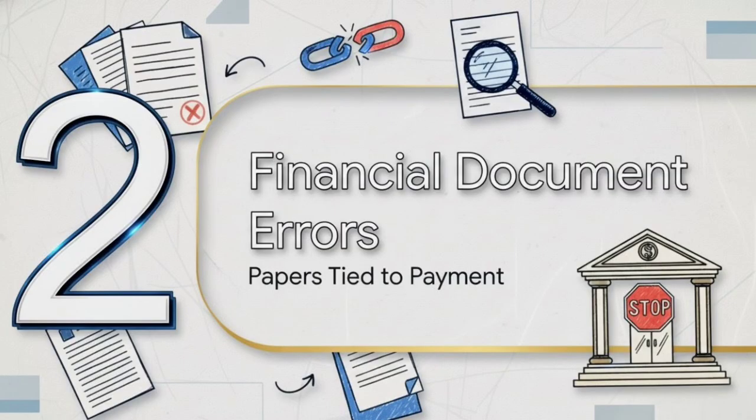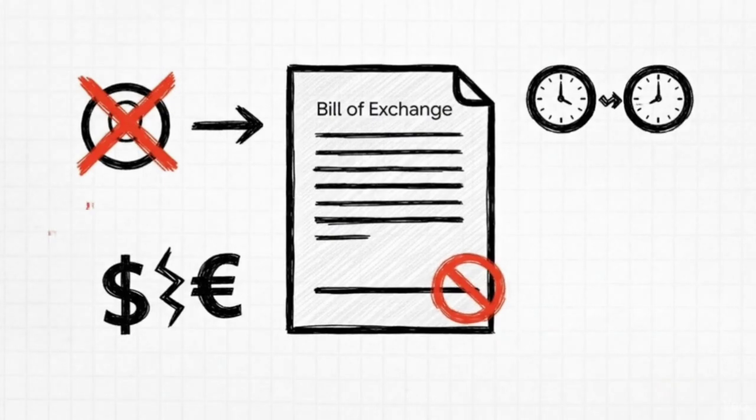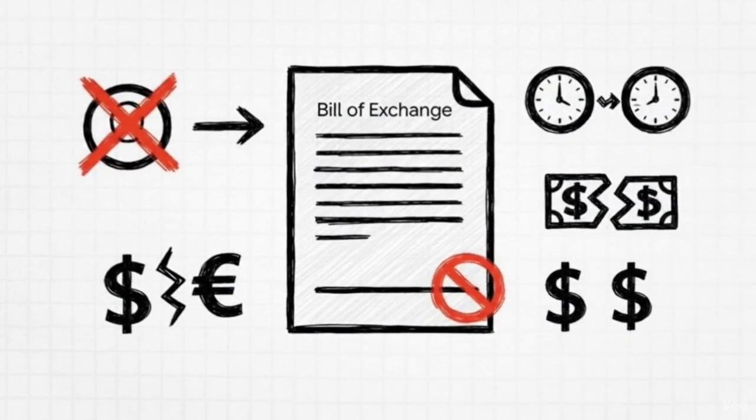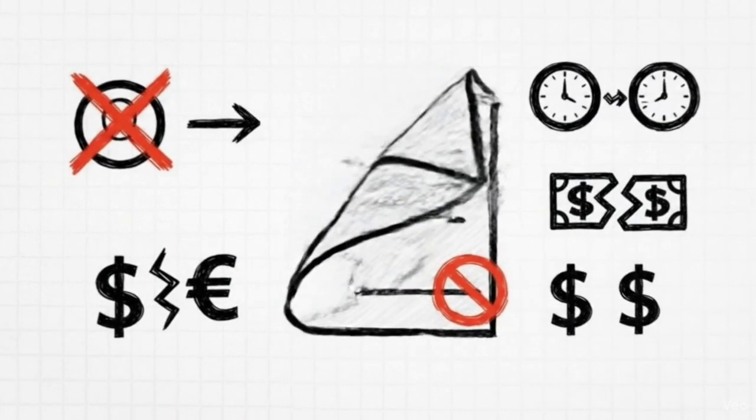Okay, now that we understand this rule of strict compliance, let's see how it plays out in the real world, starting with the first group of documents, the financial papers. These are the ones directly linked to the money changing hands. Now, the draft, or what's sometimes called a bill of exchange, is your formal request for payment. And it's amazing how many simple mistakes happen right here.